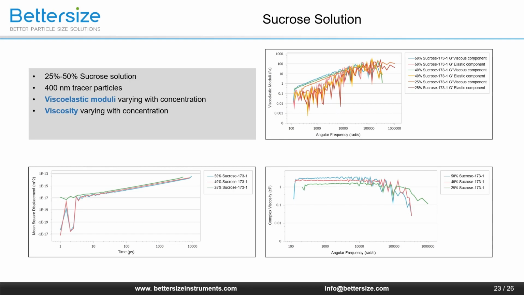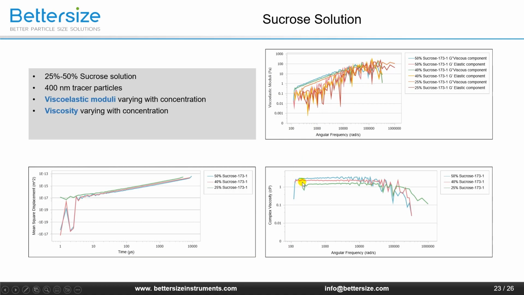They were prepared at concentrations of 25%, 40%, and 50%, and 10 microliters of 400 nanometer negatively charged polystyrene spheres were added to the samples as tracer particles, and the viscoelastic information of the solutions was obtained by microrheology. The MSD curves show that higher sucrose concentrations result in lower MSD values and lower tracer particle velocities. From the viscoelastic modulus curves, the solutions showed a strong viscosity in the concentration range from 25% to 50%, and the viscoelastic moduli increased with increasing concentration.